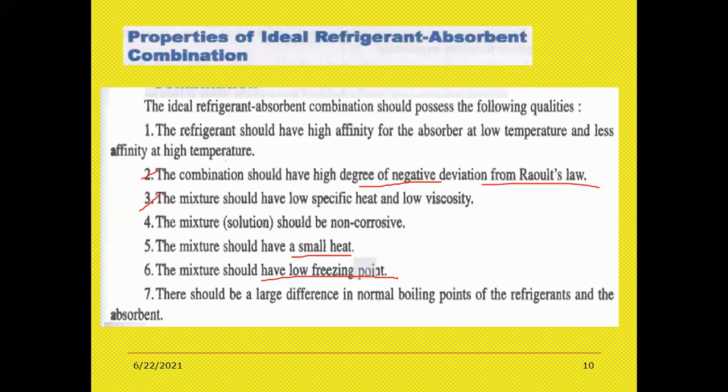Next, the characteristics: there should be a large difference in the normal boiling points of the refrigerant and the absorbent. So these are the 7 points you have to keep in mind whenever you are using the refrigerant, that is ammonia, in this system.